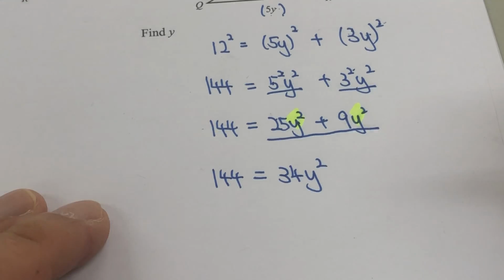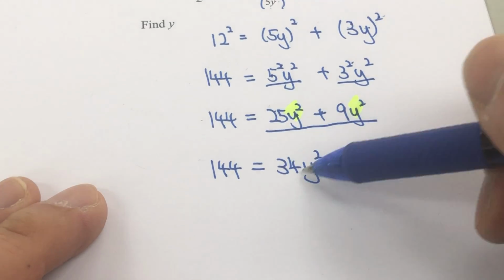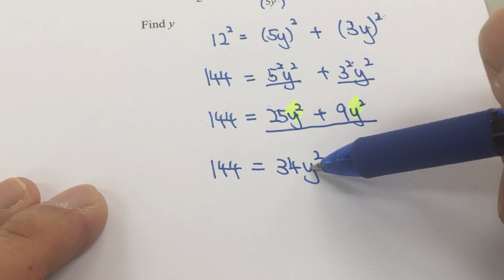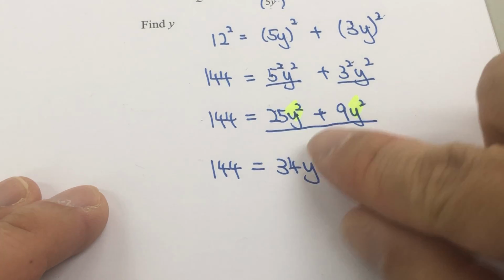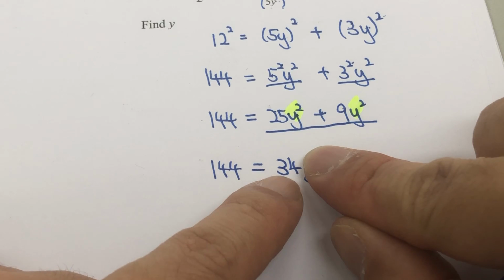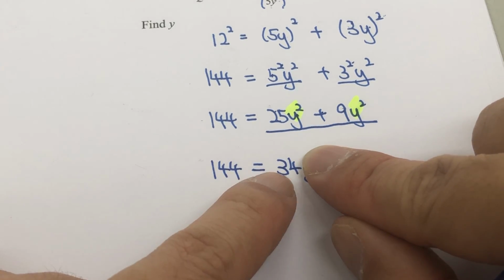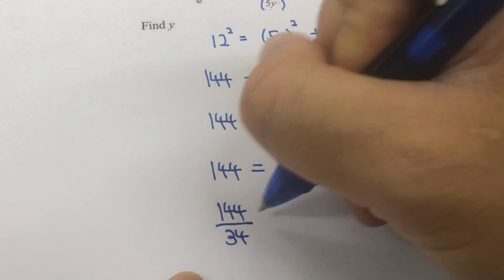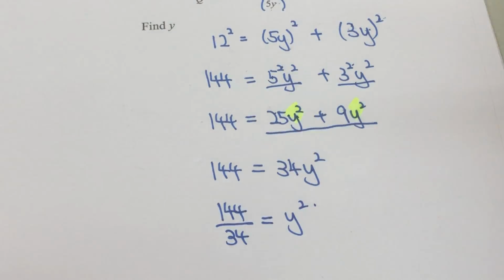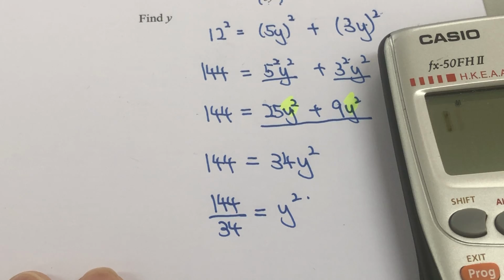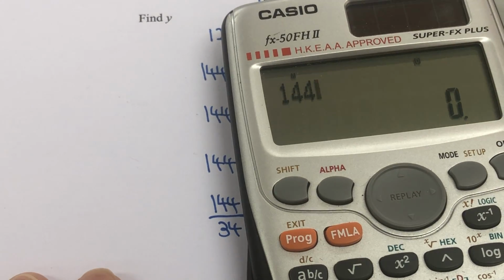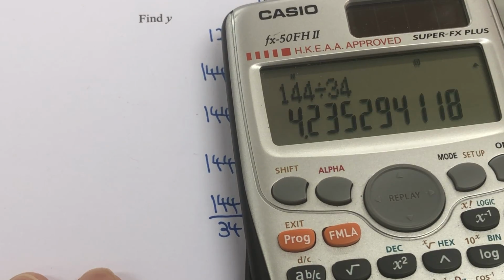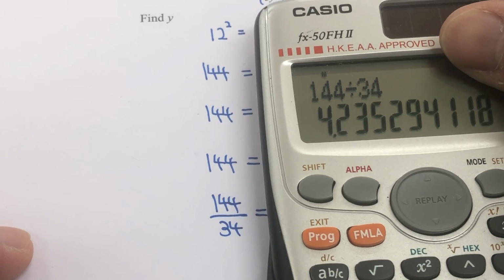144. And then we have to find y. So this is the key, the major part. Therefore, the other things, we should try to remove. So how to get rid of the 34? Bring it down. 144 divided by 34 equals y to the power 2. And then 144 divided by 34. Oh, this is not nice.